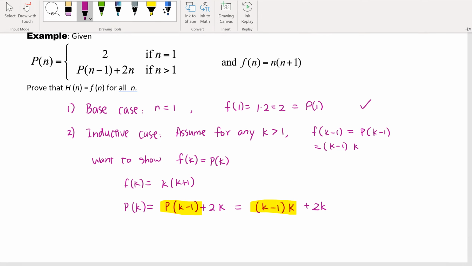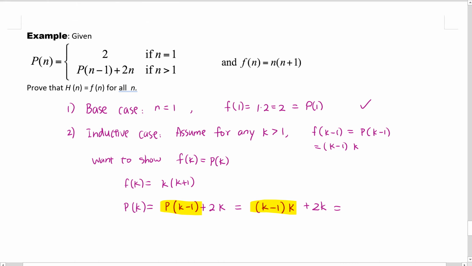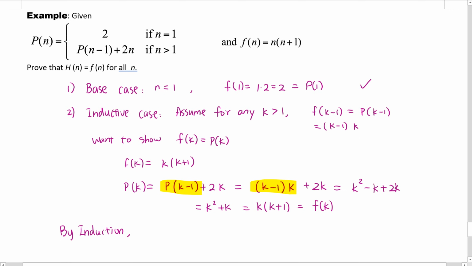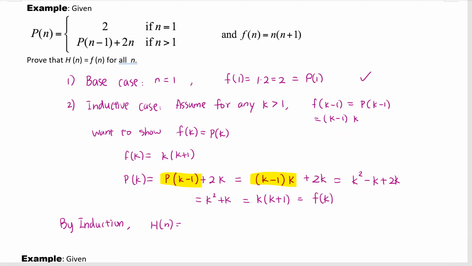Okay, let's continue. So distribute: k squared minus k plus 2k. Well, that's k squared plus k. We can factor out k and then we have k times k plus 1. It matches. That equals f of k. Then we're done. We say by induction, we have p of n equals f of n for all n greater or equal to 1.